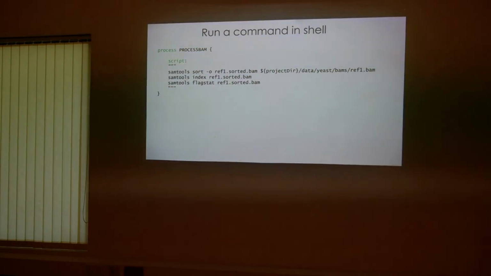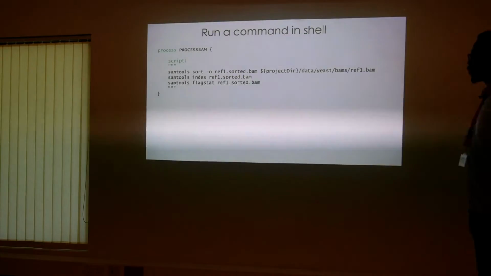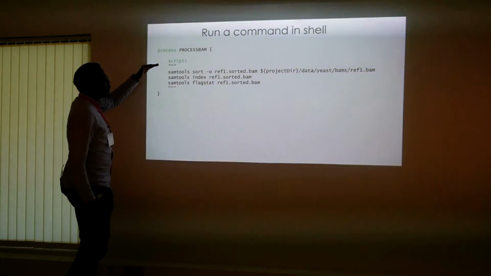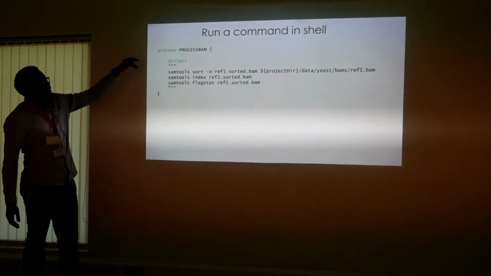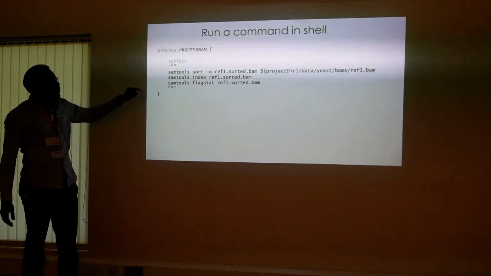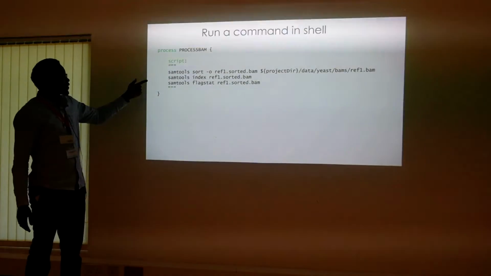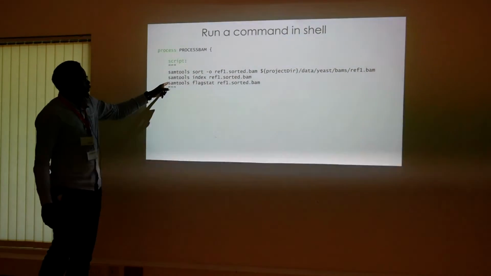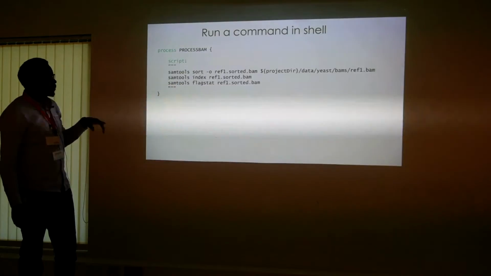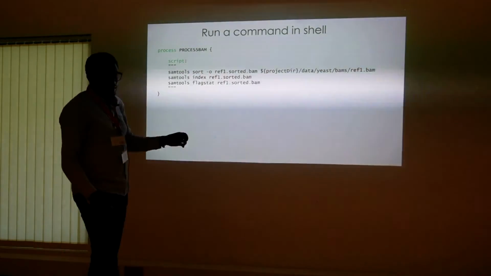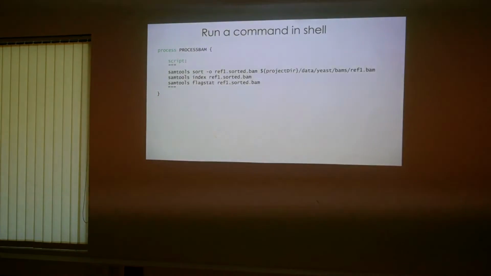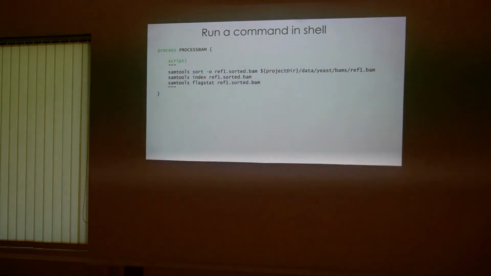So here's an example of a process, which we are naming process BAM. Typically it's going to process a BAM file. The script is indicated here. You're first sorting, then after sorting, you are indexing and generating some statistics on the sorted BAM file. So as you can see here, it is not necessary that you have your inputs or outputs. They are optional.